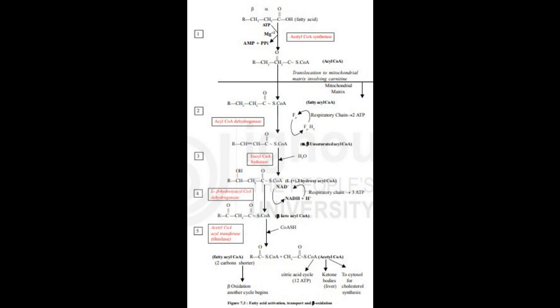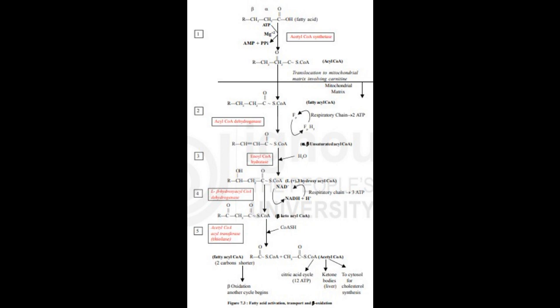The overall ATP yield therefore is: activation step, minus 2; beta oxidation, 7 times 5 equals 35; acetyl-CoA, 8 times 12 equals 96; total equals 129. Figure 7.3. Fatty acid activation, transport and beta oxidation. Complete oxidation of one molecule of palmitic acid gives 129 ATP molecules.